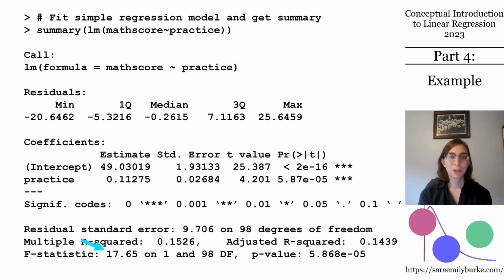In this case, we have only one predictor. So testing whether the model as a whole performs significantly better than just guessing the mean is the same thing as testing whether our individual predictor is statistically significant. You can see that the p-value of those two tests is the same. But when you have multiple predictors, this won't be the case.